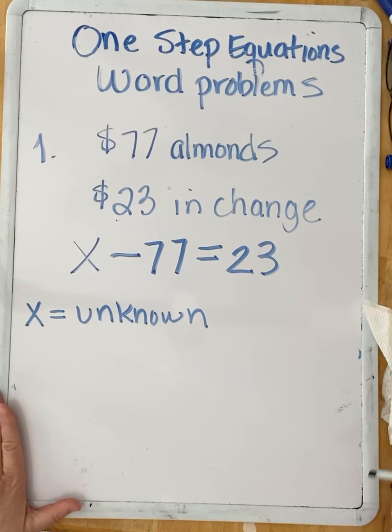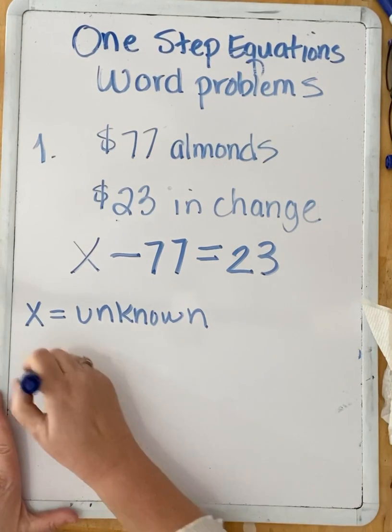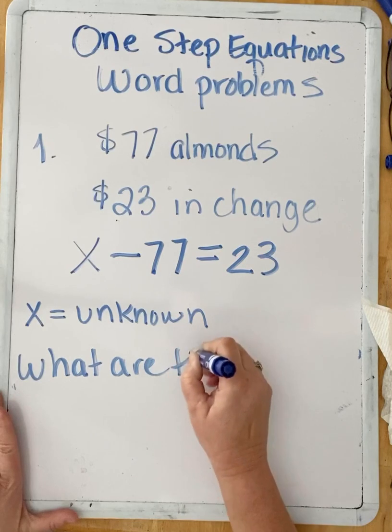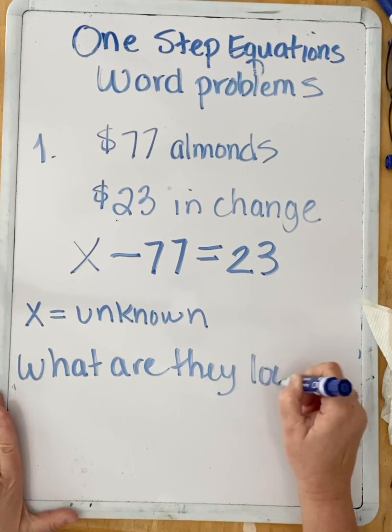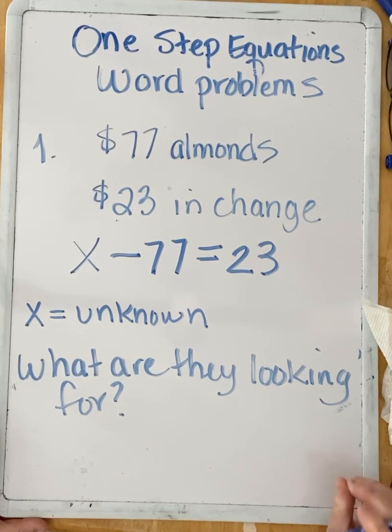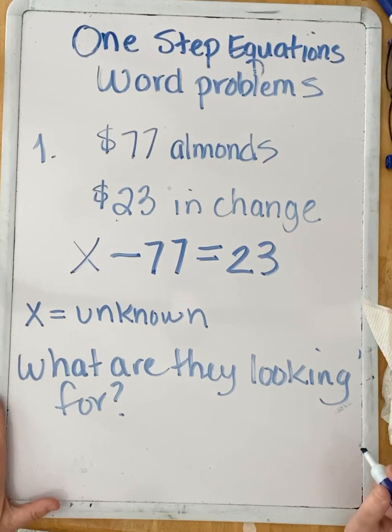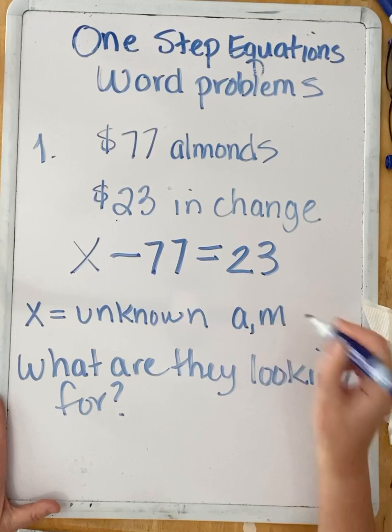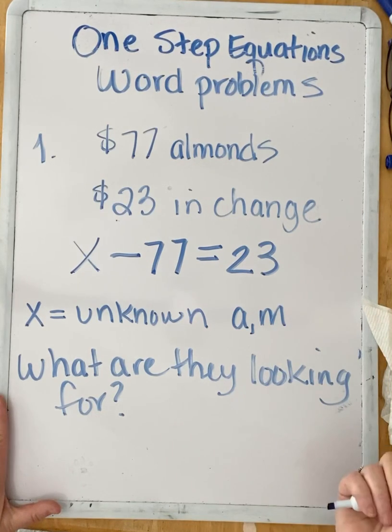Okay, first thing in any word problem that you need to identify: what are they looking for? What missing information don't they have? All right, so X is the unknown. I can call it any variable I want also. I could say A for almonds, I could say M for money. It doesn't really matter. I'm just going to use X because it's common and it's just easy.